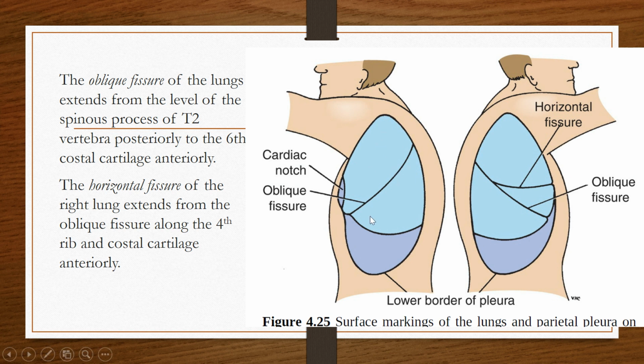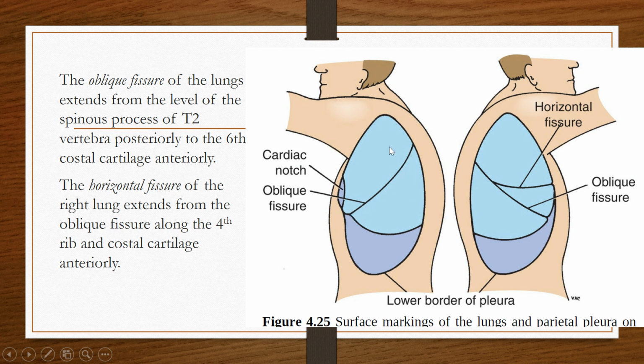Now see here in this diagram. This is the left lung and this is the right lung. This is the line of reflection of the lung, and below this is the line of reflection of the pleura. The right lung is divided by 2 fissures into 3 lobes. This is very important. The right lung is divided by 2 fissures into 3 lobes, but the left lung is divided only by 1 fissure into 2 lobes.